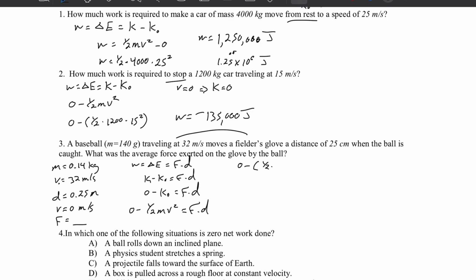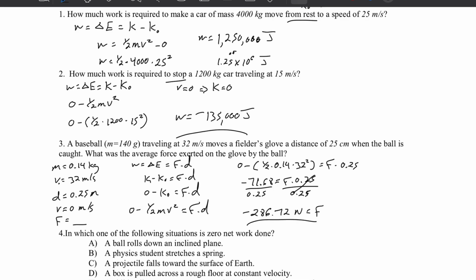I'm keeping the 0 minus in just to remind ourselves that the work will be negative on the change of energy side. And also the force and the displacement are in opposite directions. So if the displacement is positive, the force has to be negative. Plug in our numbers. On the left side, we have negative 71.68, and on the right, we have force times 0.25. Divide both sides by 0.25. And the force that we get will be based on negative 71.68 divided by 0.25. And we got negative 286.72 newtons as our force.